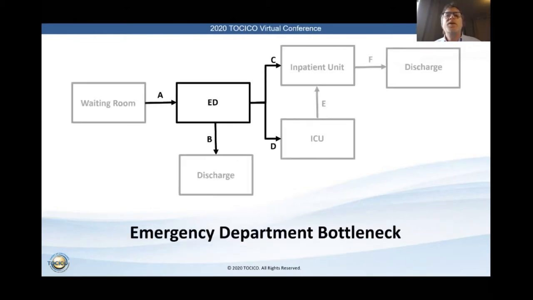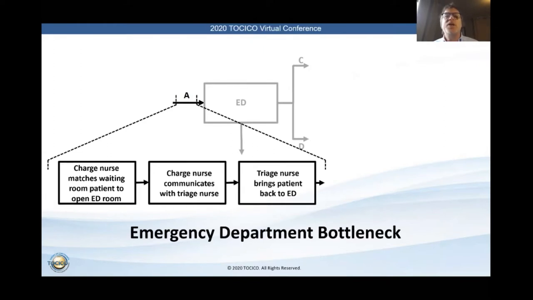Now specifically, what does making a more granular map look like? Let's bounce back to looking at an ED bed as a bottleneck, and let's focus on step A as we see what it looks like to drill down further in our search for the bottleneck. Arrow A represents all the steps necessary to move a patient from the waiting room to the ED itself. A more granular process map of A could look like this. The charge nurse matches a waiting room patient to an open ED room. The charge nurse communicates with the triage nurse, and the triage nurse brings the patient back to the ED. In outlining these more detailed steps, we can gain clarity in whether or not our bottleneck lives here.